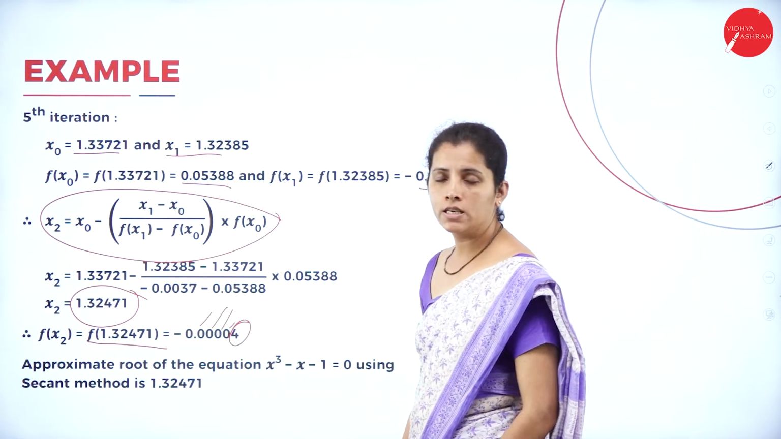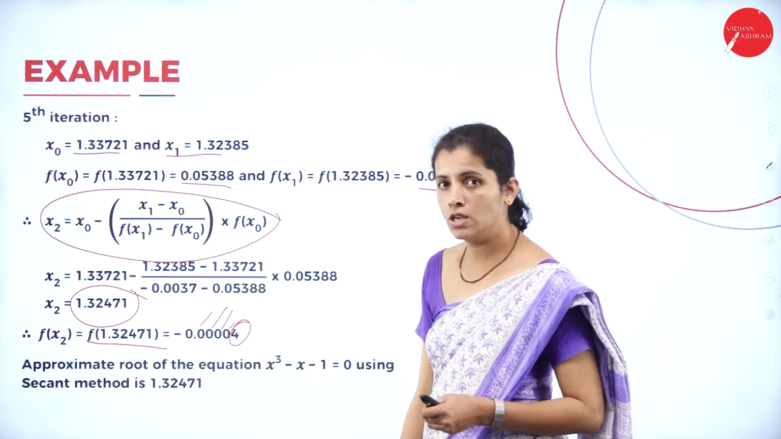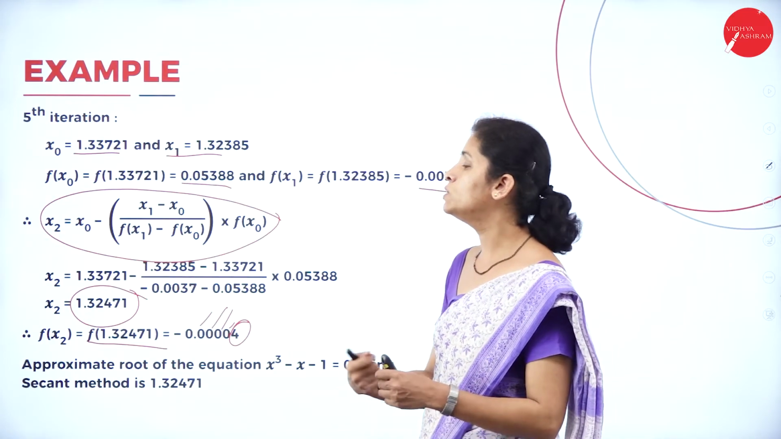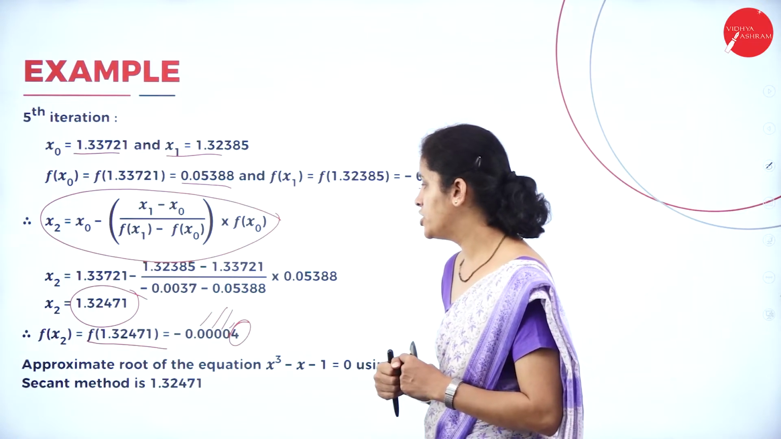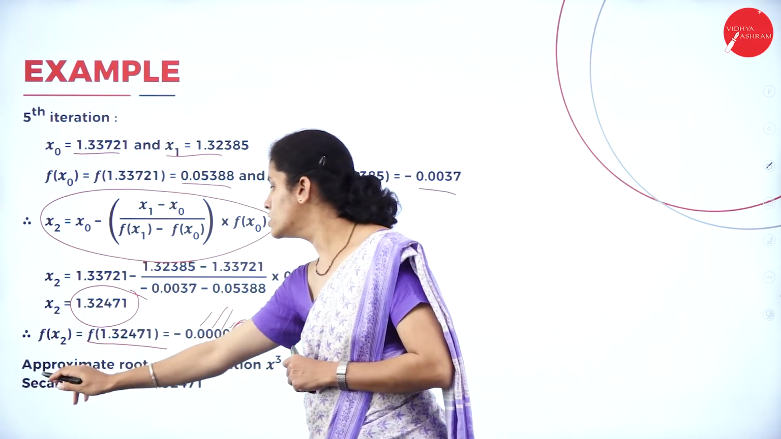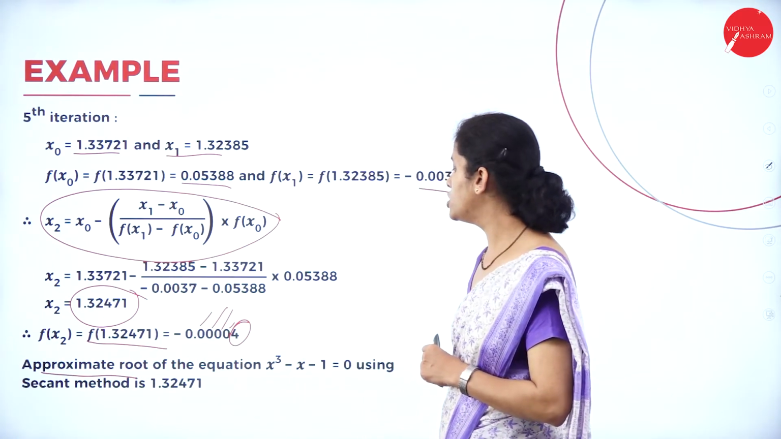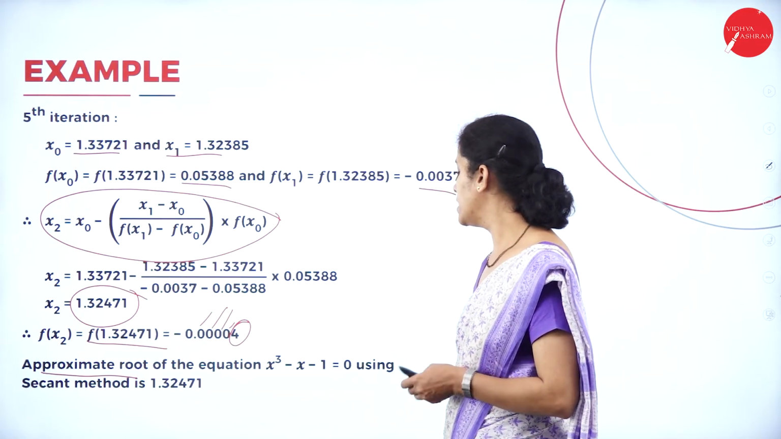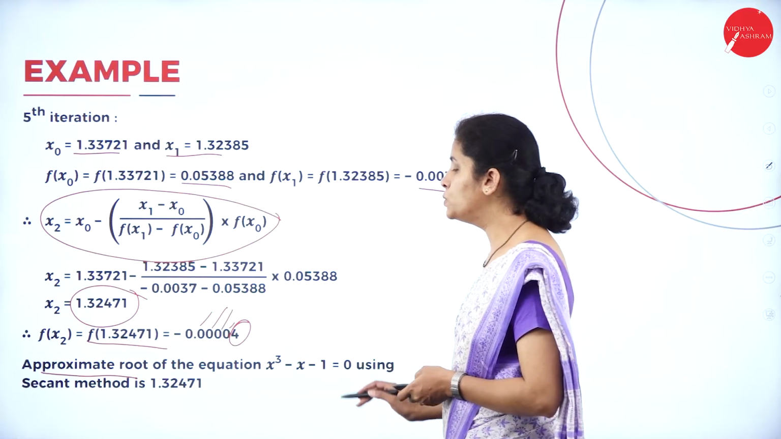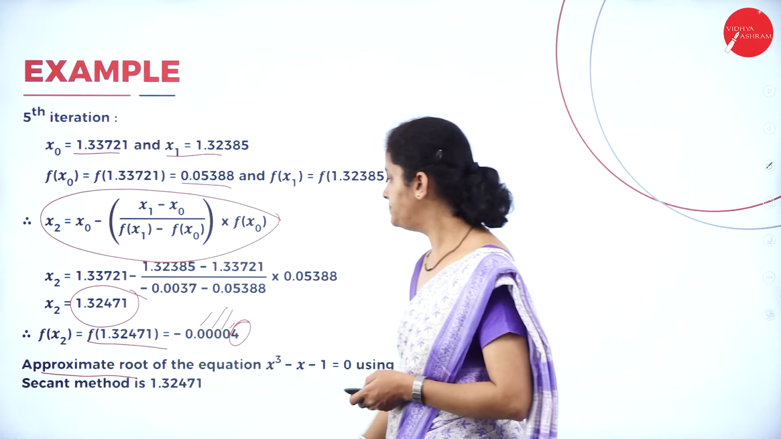Which is approximately 0, which is near to 0, so that I can stop my iteration. So the approximate root of the equation x cube minus x minus 1 equal to 0 by using secant method is 1.32471.